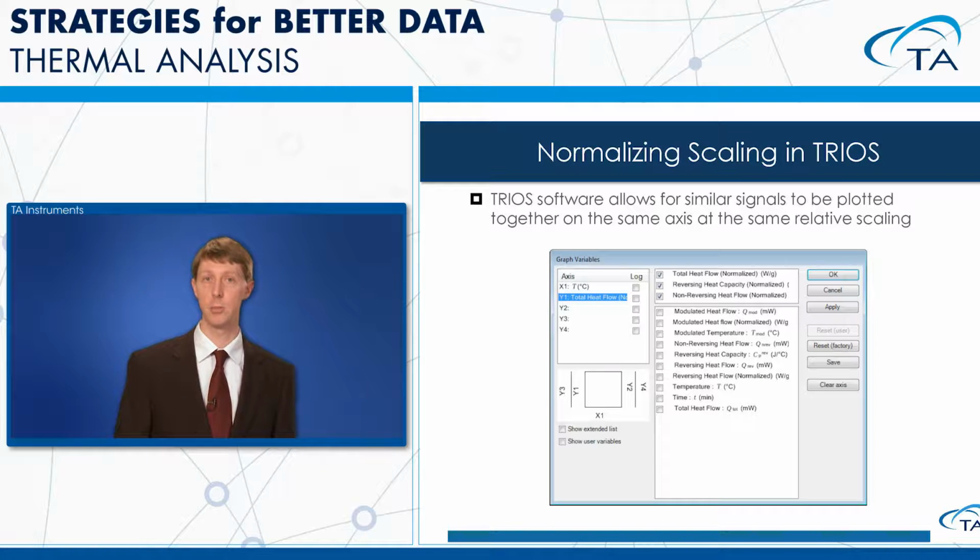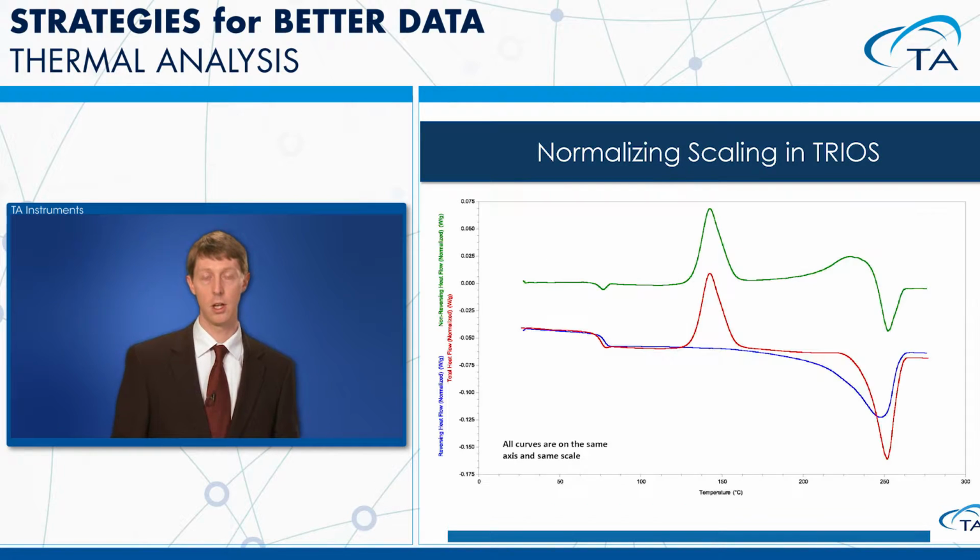Now in TRIOS it's a little bit different, but you have the ability to plot all three variables on the same axes. So here you can see in TRIOS we have the variables menu open, and we are putting the non-reversing, reversing, and total heat flow curves all on the Y1 axes. When you plot this particular data set, you can see that, again, all three variables are on the Y1 axes, and you normalize your three plots so that none of these transitions are out of scale in relation to the other two.